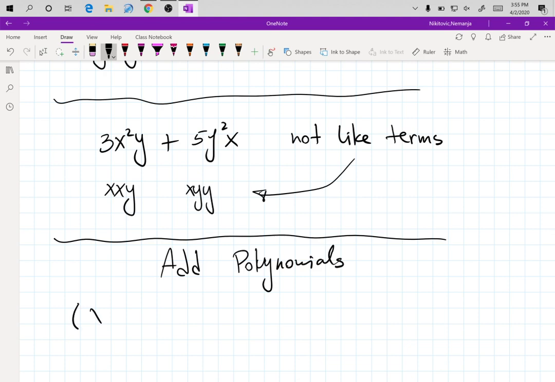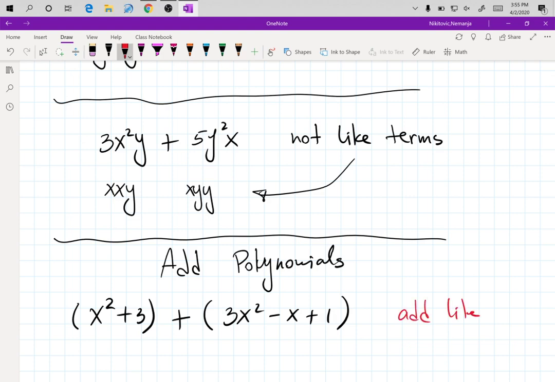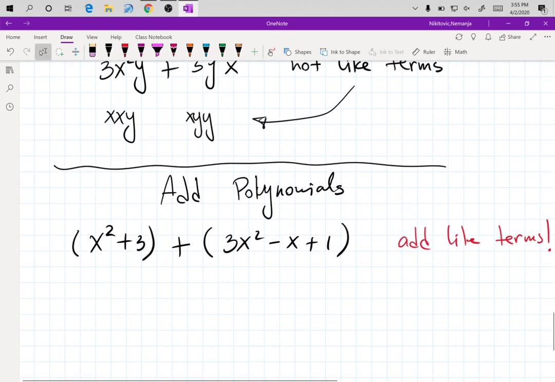So first polynomial, let's say x squared plus 3, and we want to add that to 3x squared minus x plus 1. The trick is to add like terms. So what do I have? When I get rid of these parentheses, I have x squared plus 3 plus 3x squared minus x plus 1.